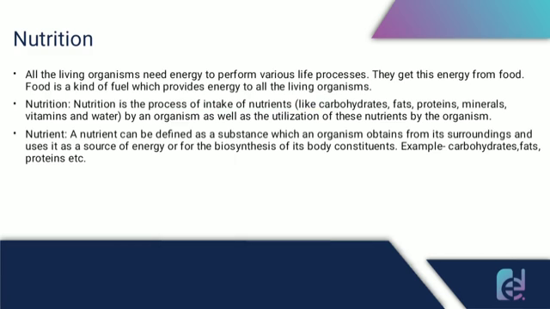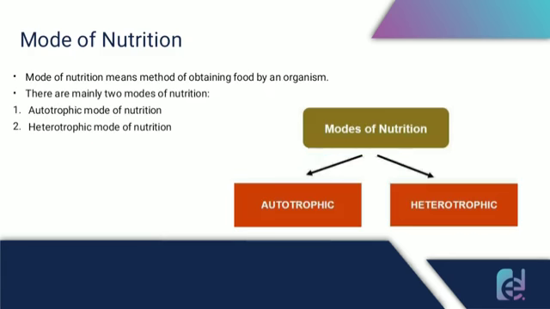Now what is a nutrient? A nutrient is a substance which an organism obtains from its surroundings and uses as a source of energy, or for the synthesis of body constituents. Some examples of nutrients are carbohydrates, fats, proteins, etc.